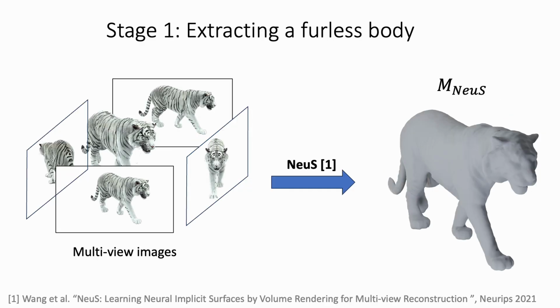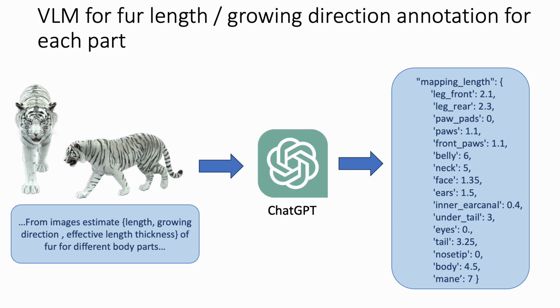First, we launch NeuralFur to obtain animal geometry from multi-view images. Since this mesh represents both body and fur, we need to separate the underlying furless body. To achieve this, we use a vision language model to predict realistic fur lengths for different body parts, and then transfer this knowledge into 3D space.